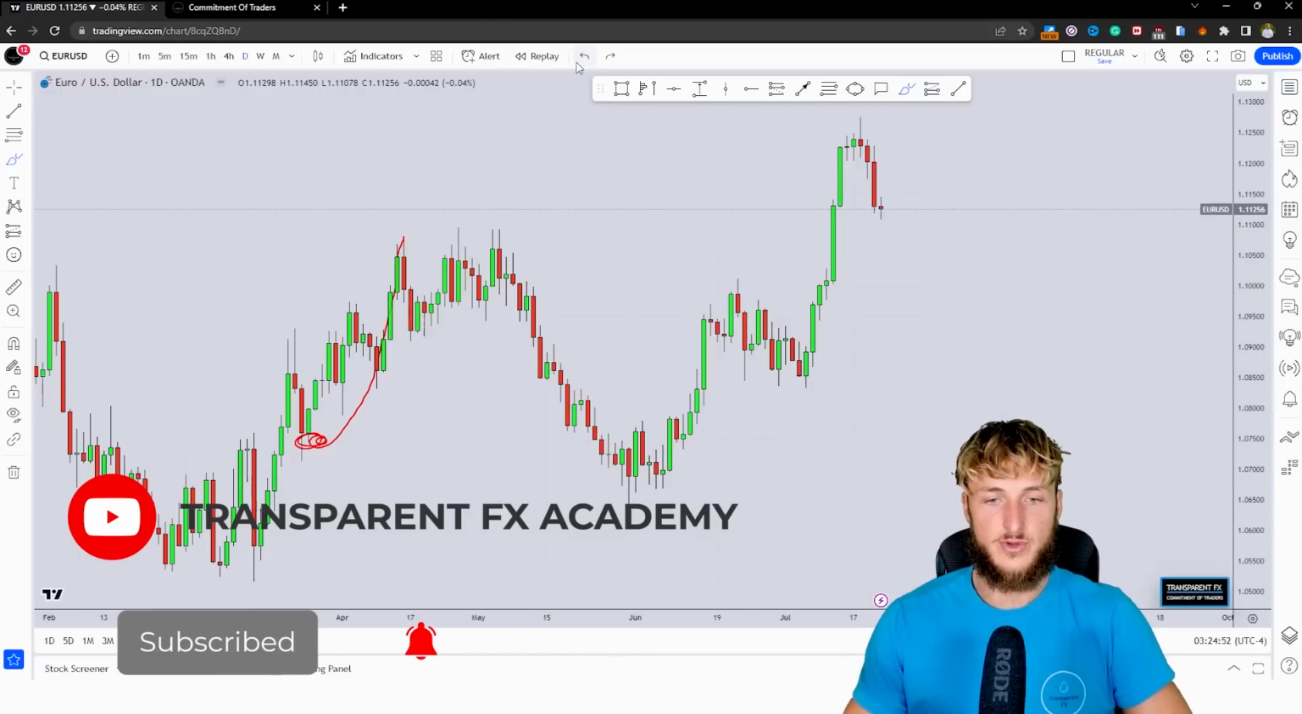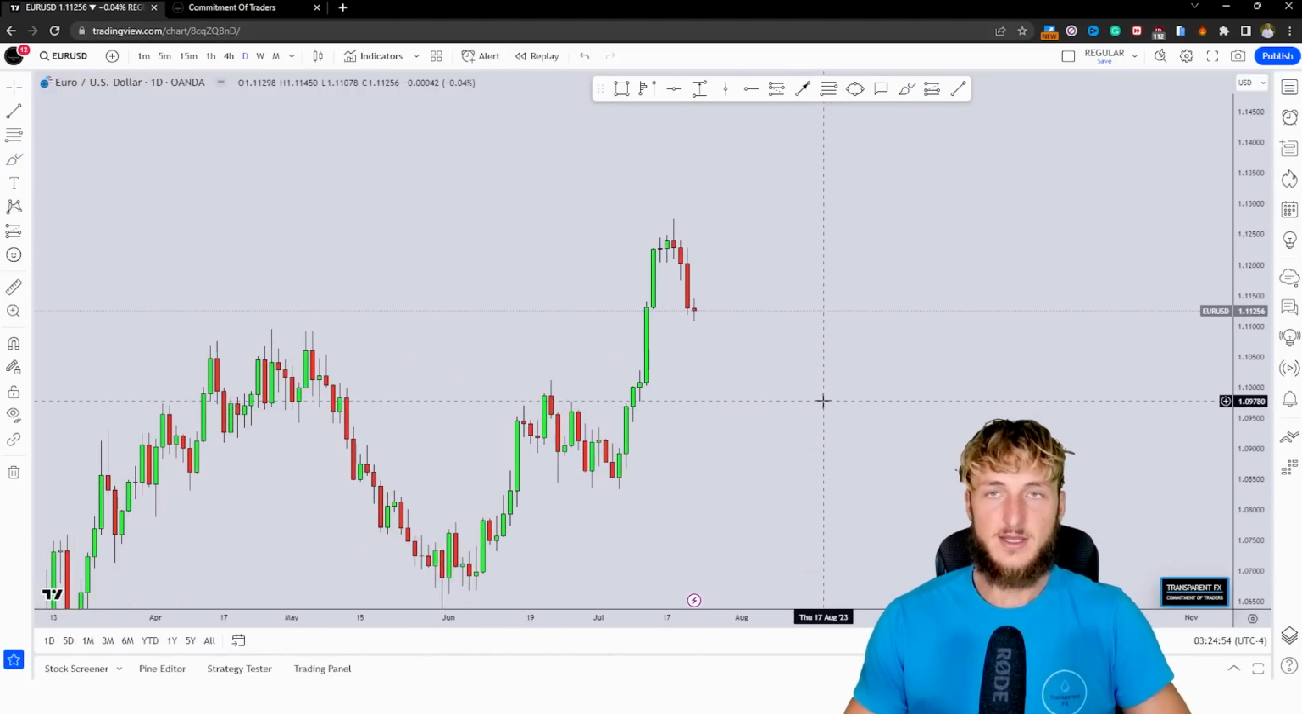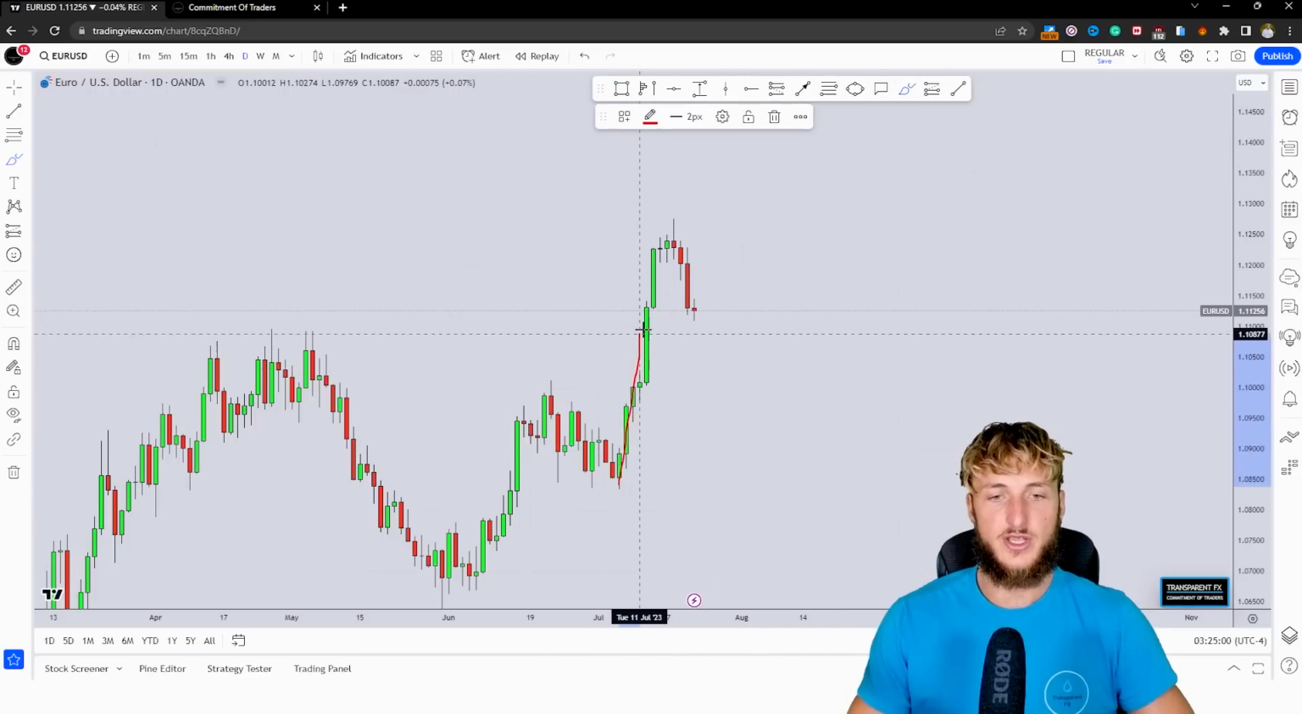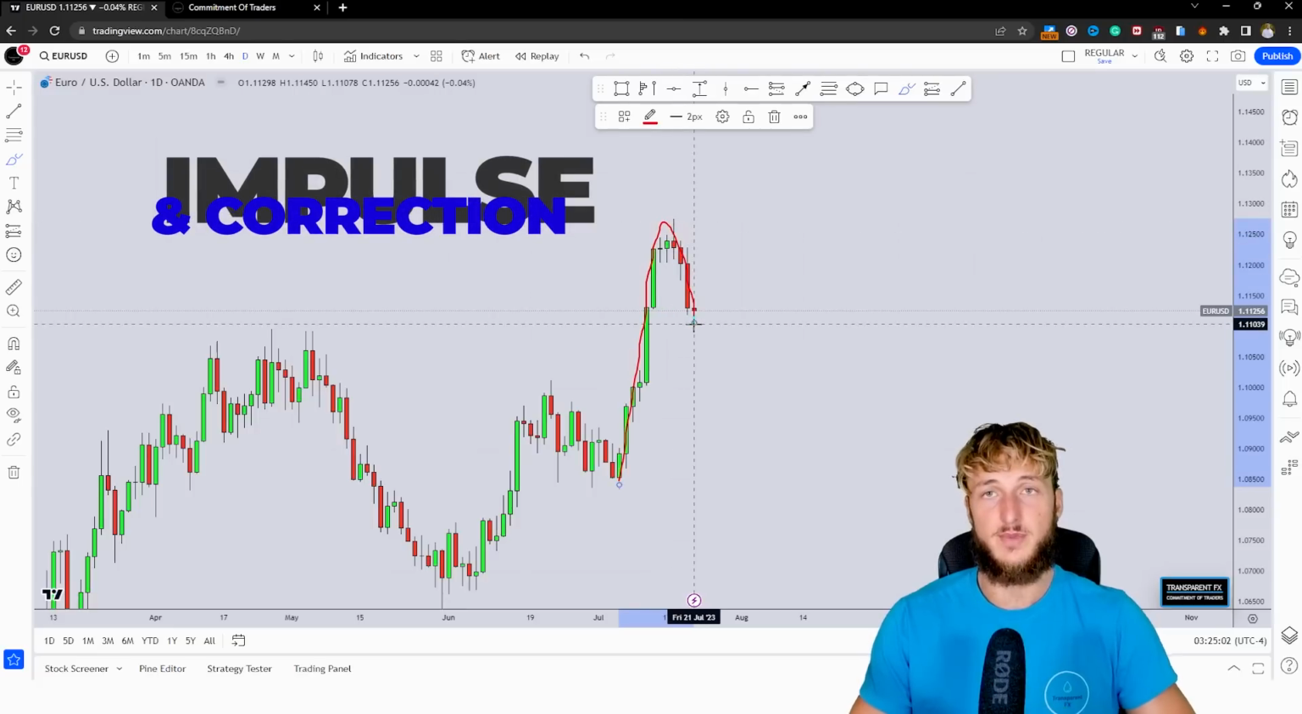And by the way, I will link in description these previous analysis so you can go and check them out for more free education. Now, here on the daily time frame, what we must notice is that as we have already seen on the weekly time frame, we have a very clear impulse to the upside followed by this correction.